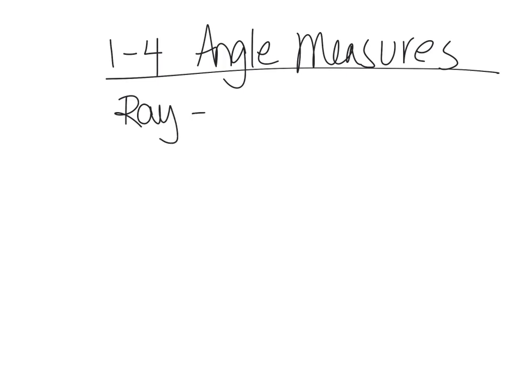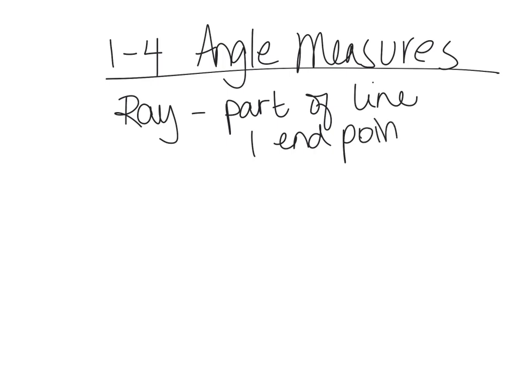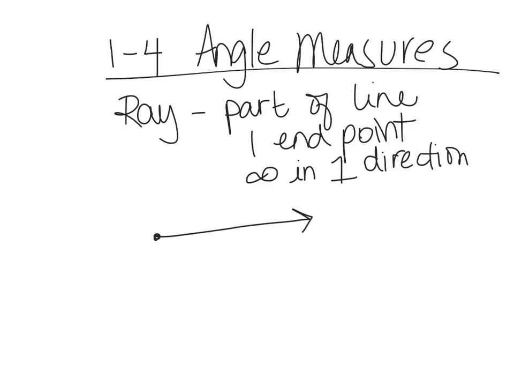So a ray is part of a line. It has one endpoint, and it goes on forever in one direction. So for example, this would be a ray like this. Say ray TU.